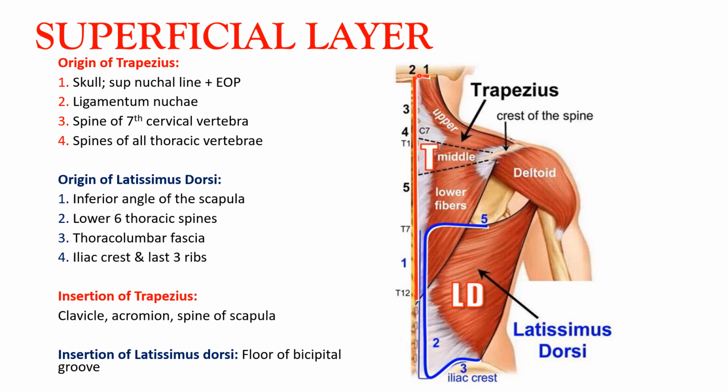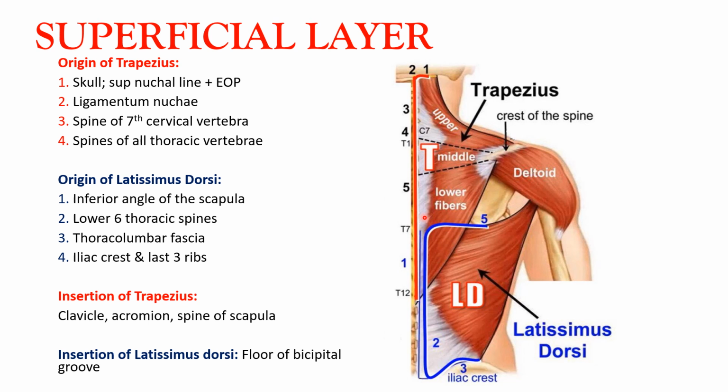So it takes a linear route. It starts from the skull, specifically the superior nuchal line. That's where we have the superior nuchal line and the external occipital protuberance, and then it goes downwards here to the ligamentum nuchae, and then it spans all the way to the spine of the 7th cervical vertebrae here, and then also the spines of all thoracic vertebrae. So this T1, T2, T3 all the way down.